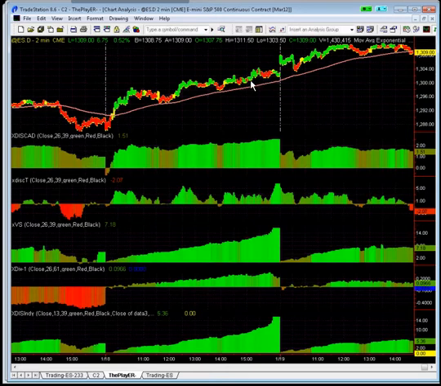It was a beautiful trade, probably the best trade of the day yesterday for our portfolios was the Evo Active, and we'll take a look at that in a second.